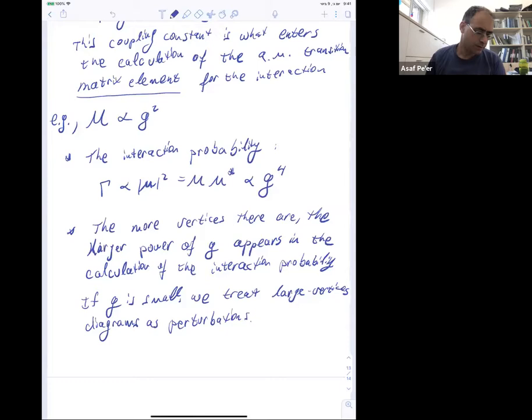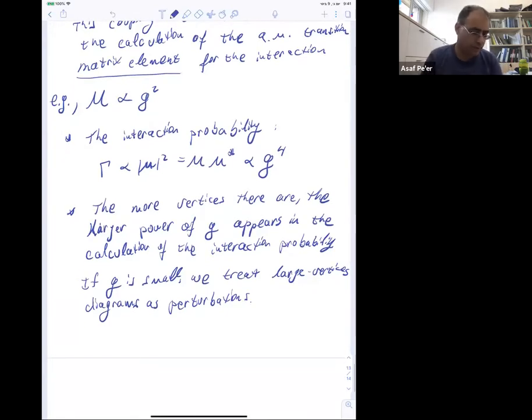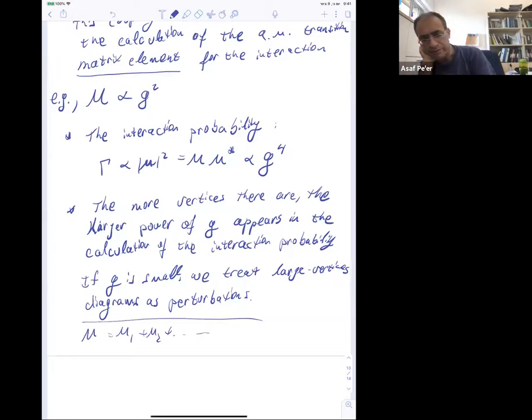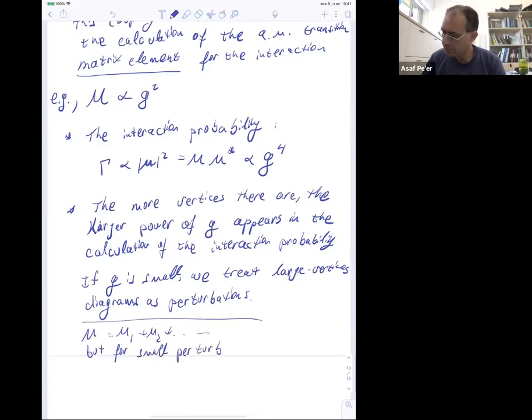A physical process contains all terms, so all the amplitudes must be added. So M final is M1 plus M2 plus whatever. But for small perturbation, the correction is small.